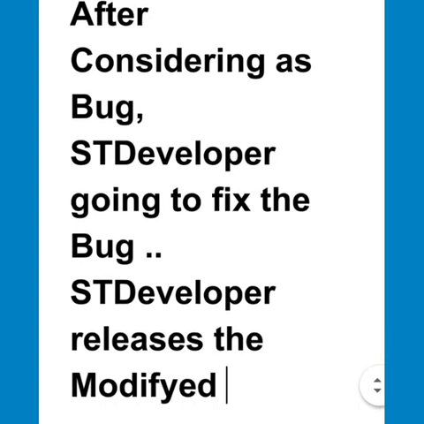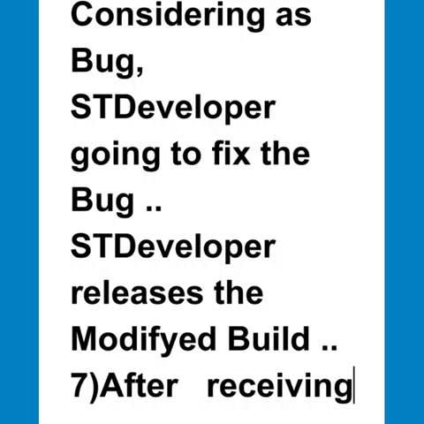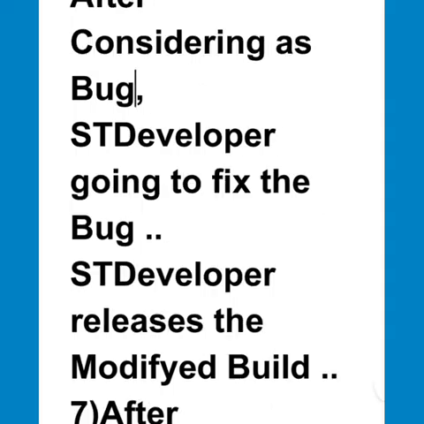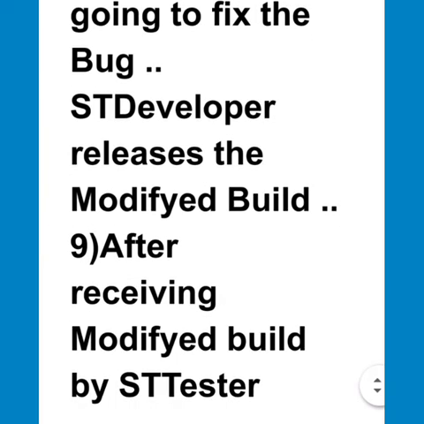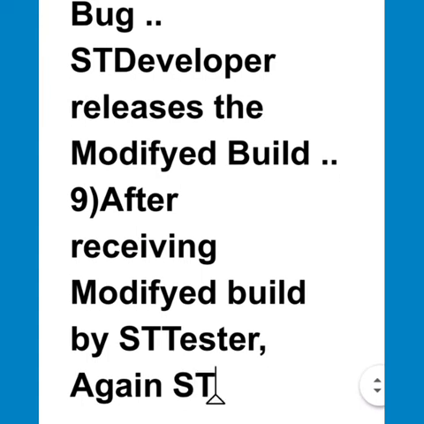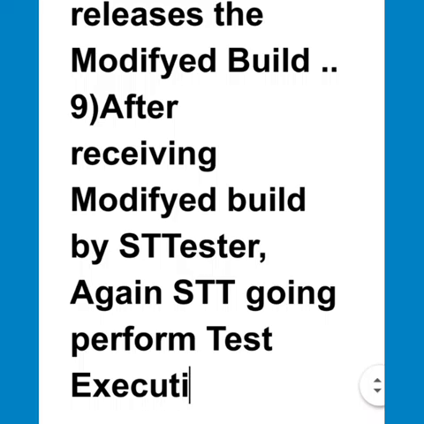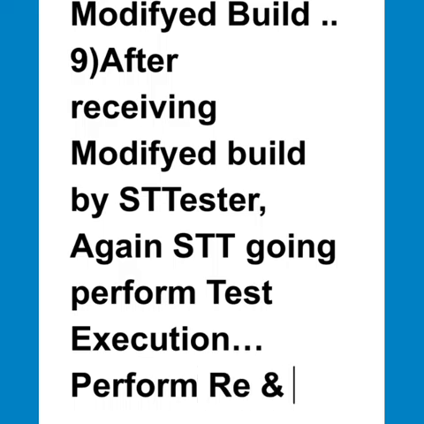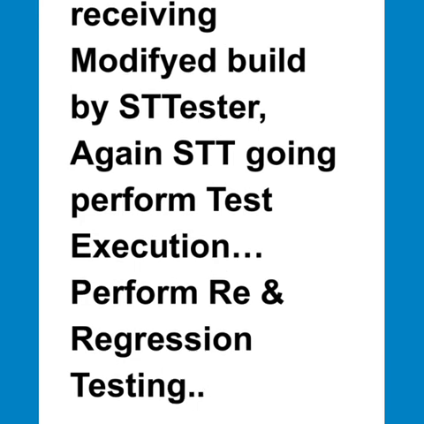So once after receiving the modified build from the Scrum Team developer, the Scrum Team tester again is going to perform test execution, and he is going to perform re and regression testing to check whether the issue is solved or not, whether the bug is fixed or not.